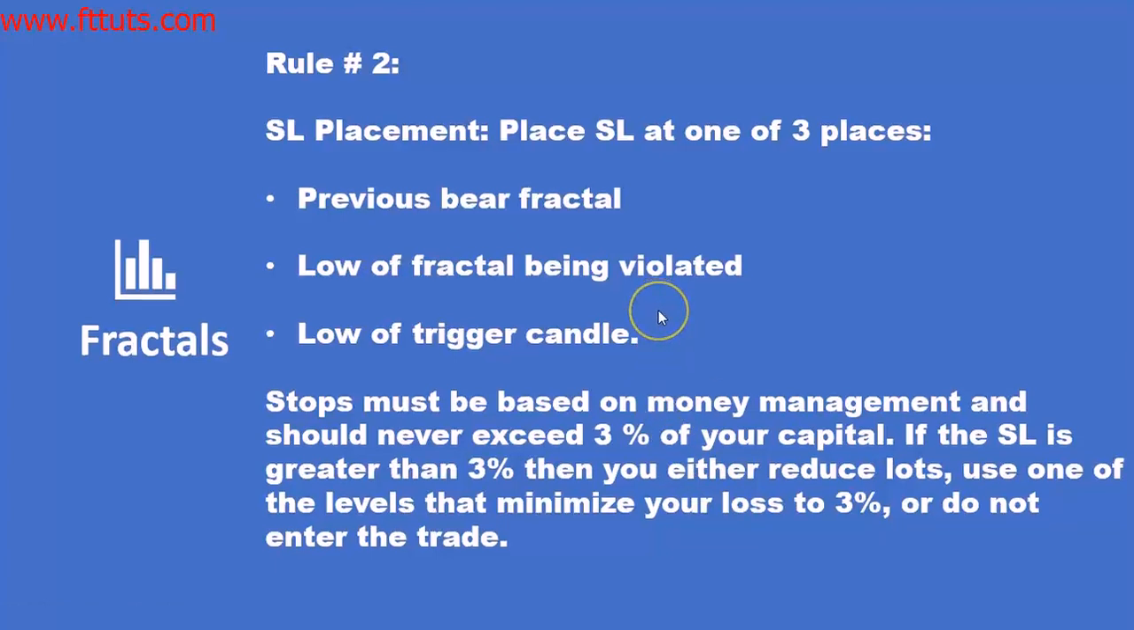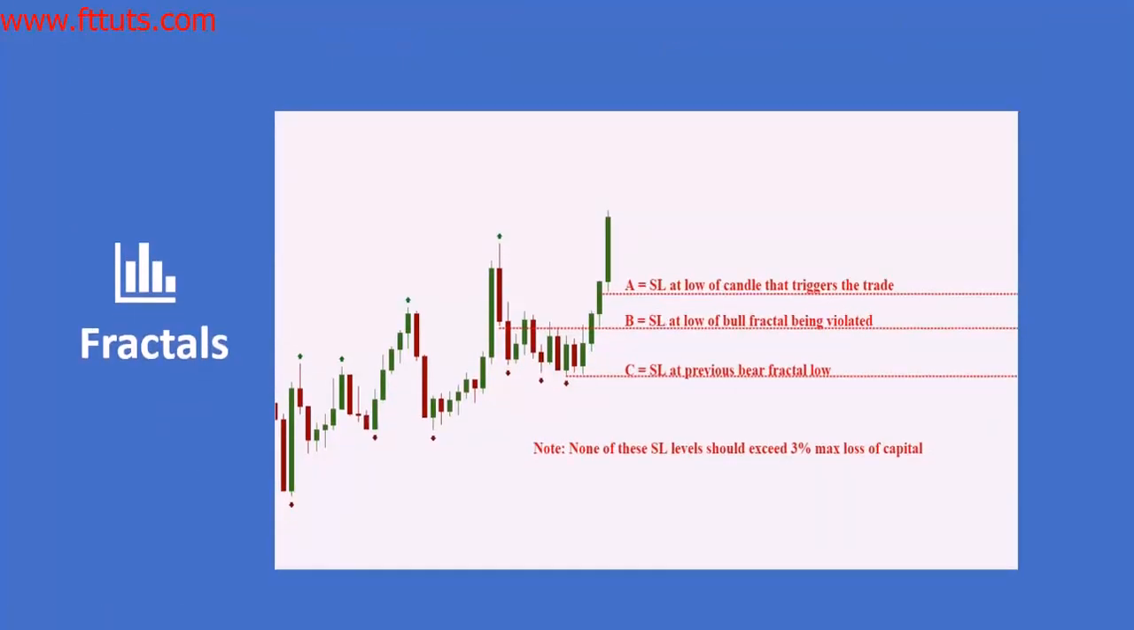That's all to it. Alright, so here's your stop losses. A, you can put a stop loss at the low of the candle that triggers the trade, because we're entering at this level right here. So you enter here, this candle triggered it, so you put a stop loss here, or stop loss at the low of the bull fractal being violated. This is the bull fractal being violated.